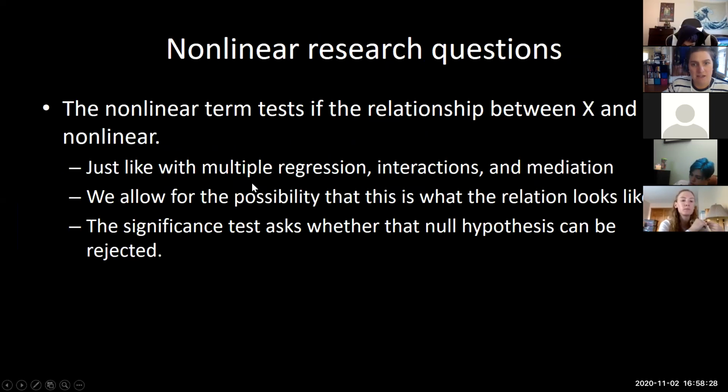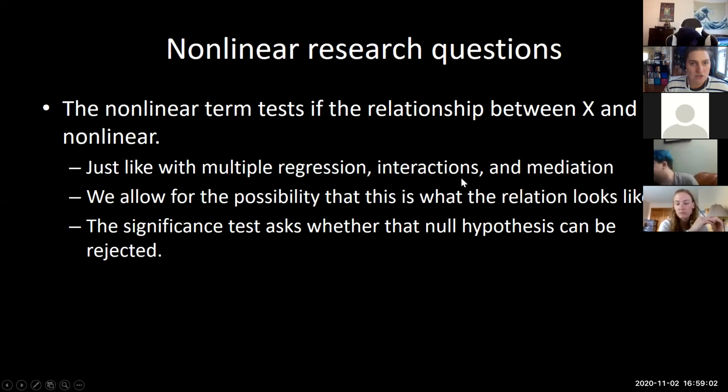Drawing parallels again to the other pieces that you've learned. In our original regressions, the question we ask is: is x related to y? And then we look at the b value, and that answers our question. If that b value is significantly different from 0, then we reject the null hypothesis, and there is a relation between x and y. When we did this with multiple regression, it's the same thing, but with multiple variables.